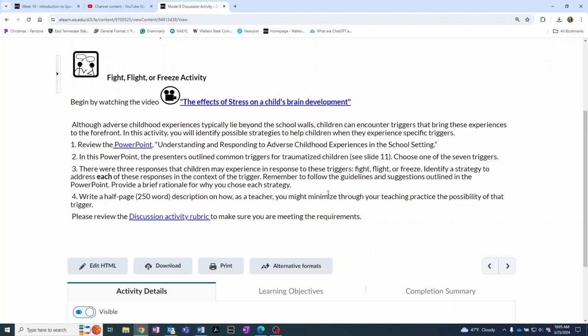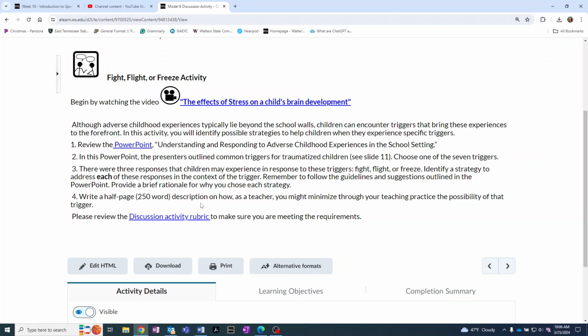Now, remember, you have to follow the guidelines that are suggested in the PowerPoint. So this PowerPoint really is going to help you. It's going to show you the 7 triggers, and it's going to look at each of these triggers: fight, flight, or freeze. And these strategies you're going to develop are going to help with each situation that the child is displaying, the fight, flight, or freeze. And what you're going to do is you're going to provide a rationale, right, about why you chose the strategy. So you're going to take it a step further. Not only are you going to give me the strategy you would use for fight, flight, or freeze trigger, but why would you choose that for that child?